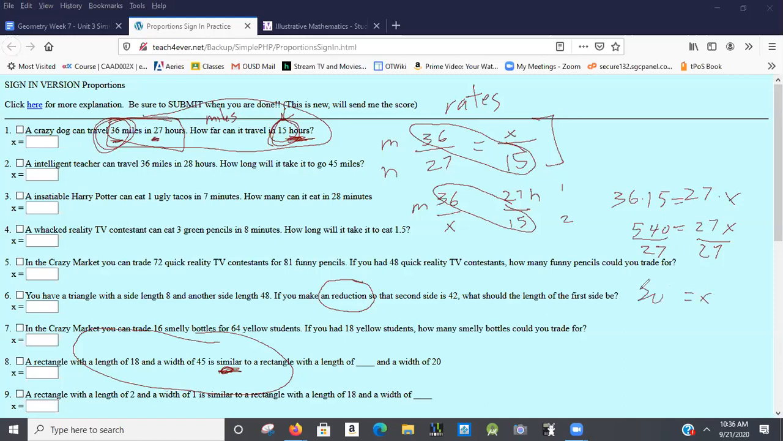So this is 20 miles, which seems right to me because look, I had 36 with 27. So when I go down to 15 hours, I'm expecting something lower than 36, but not tiny. Like if I got a 1, that wouldn't make sense. It still needs to be bigger than 15 because 36 was bigger than 27.